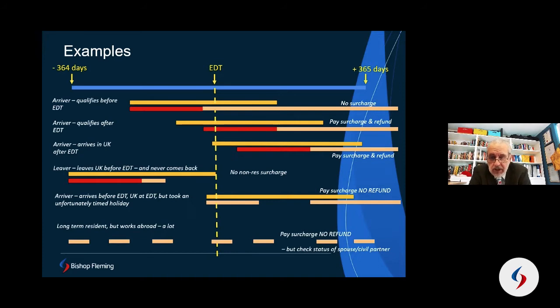A little note at the bottom of the slide: check status as spouse. I'll come back to that in a minute. There is a let-off for this chap, as long as he's married or he's got a civil partner.